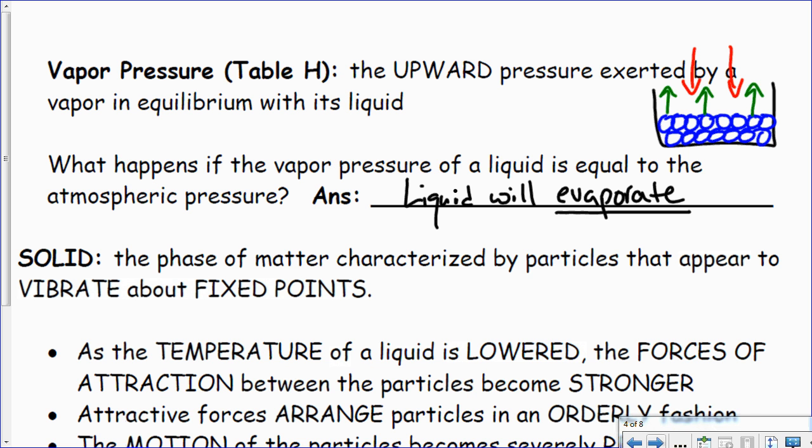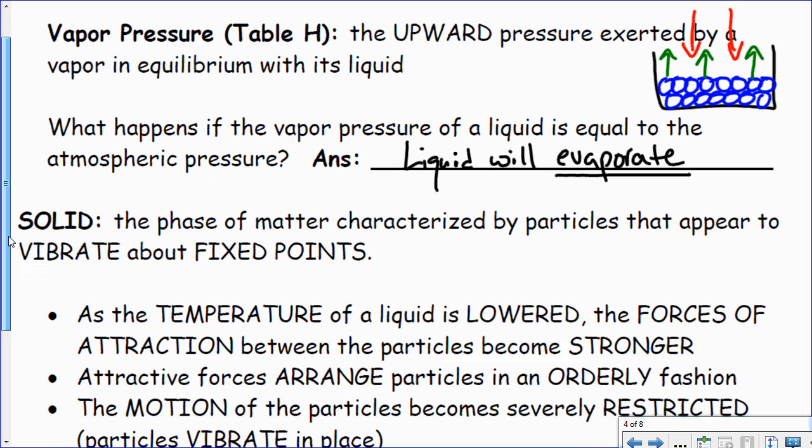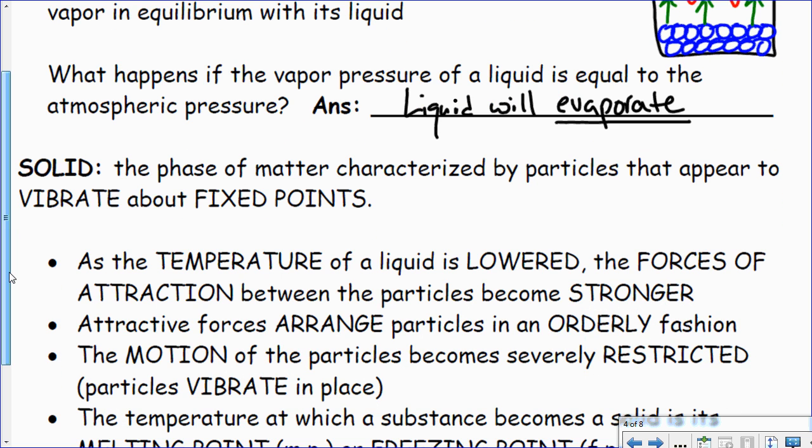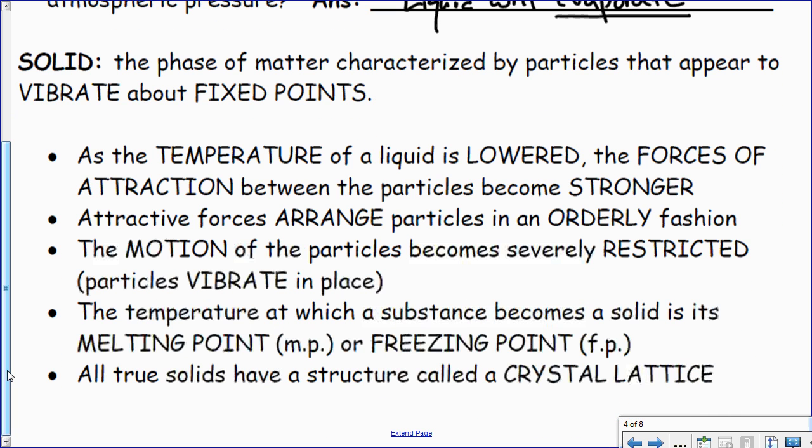You could say boil, but it's really evaporating. Evaporation is boiling. So the phase of matter as a solid is where the particles appear to vibrate about fixed points. As the temperature of a liquid is lower, the forces of attraction between the particles become stronger. We call those IMFs. So as you drop the temperature of something, the IMFs take over and the atoms and particles stick together. Those attractive forces arrange them into an orderly fashion, kind of like the rows that we draw when we do our particle diagrams.